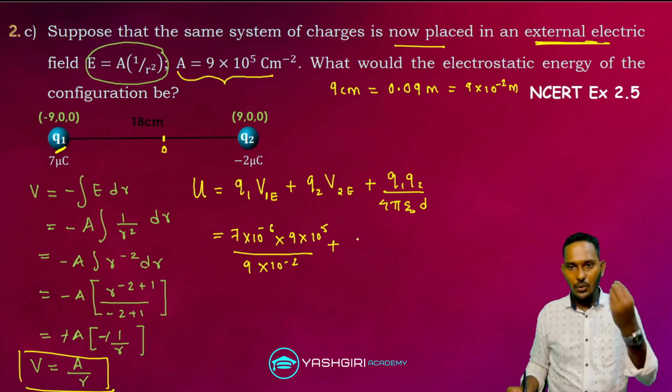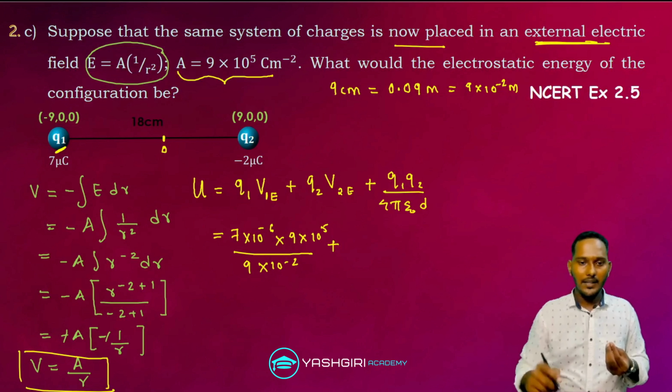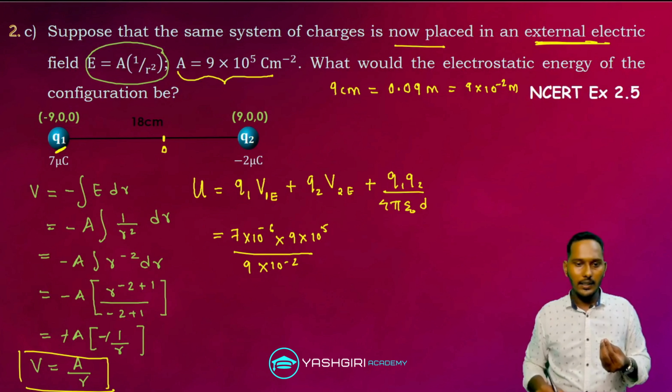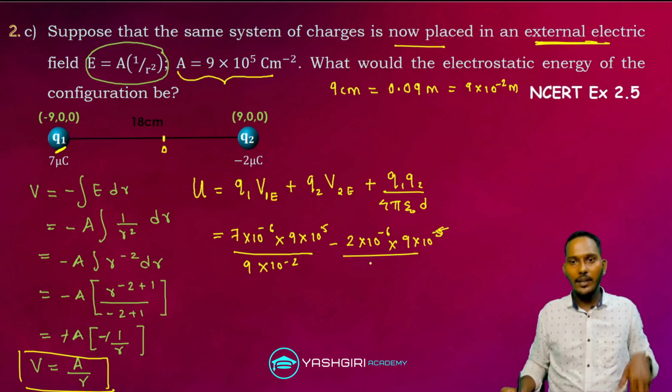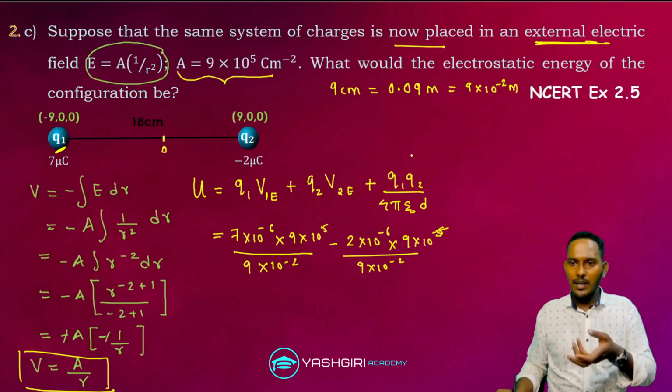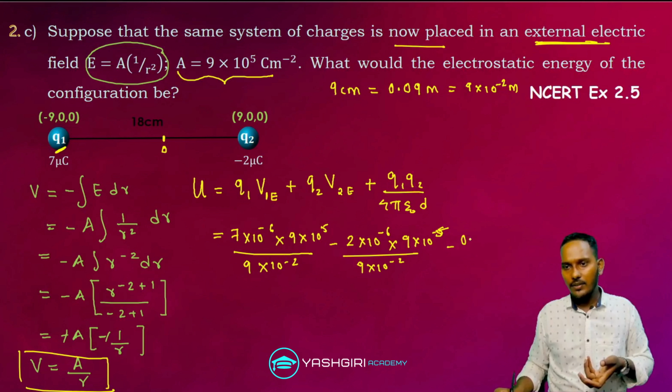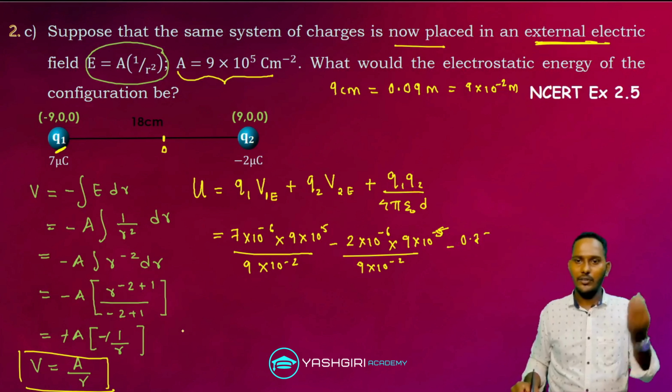Same way for the charge q2 that we are having, that is minus 2 microcoulomb. So let me write that minus sign here: minus 2 into 10 to the power minus 6, into, students, again the A we are having here, 9 into 10 to the power 9, divided by the distance of separation. Again it is 9 into 10 to the power minus 2, and this part we have already calculated. The potential energy between the two charges is minus 0.7 joules. That we have done, right?